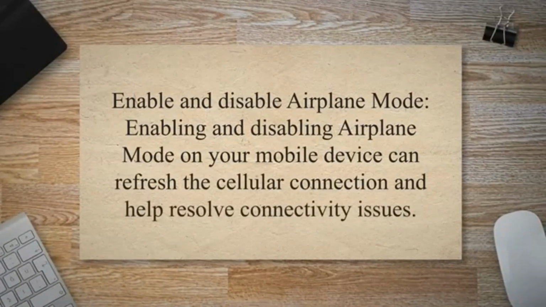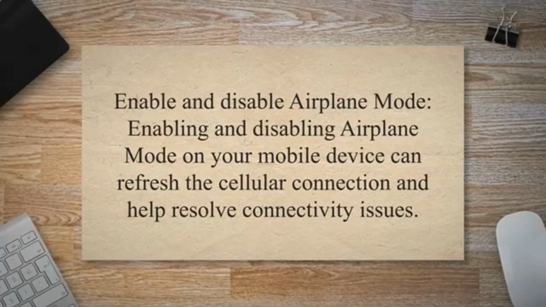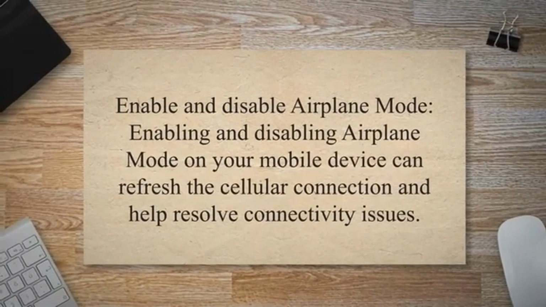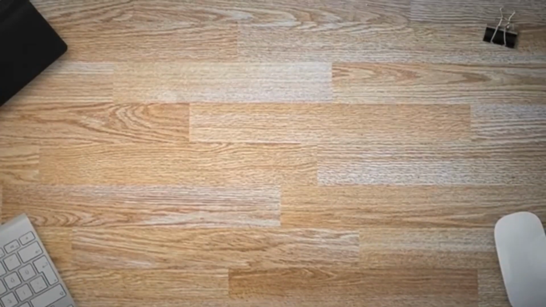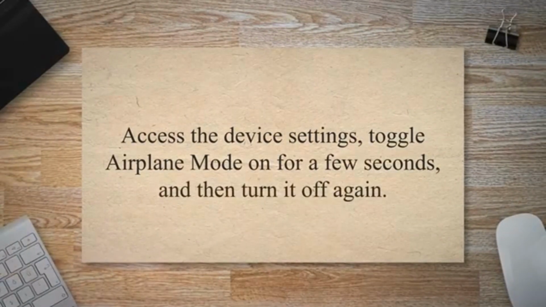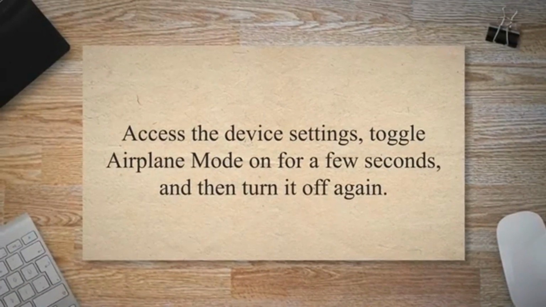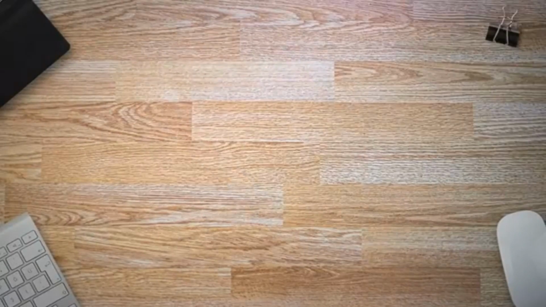Enable and disable airplane mode. Enabling and disabling airplane mode on your mobile device can refresh the cellular connection and help resolve connectivity issues. Access the device settings, toggle airplane mode on for a few seconds, and then turn it off again.